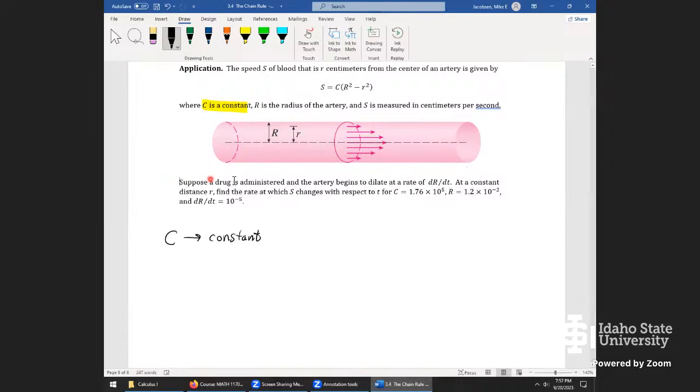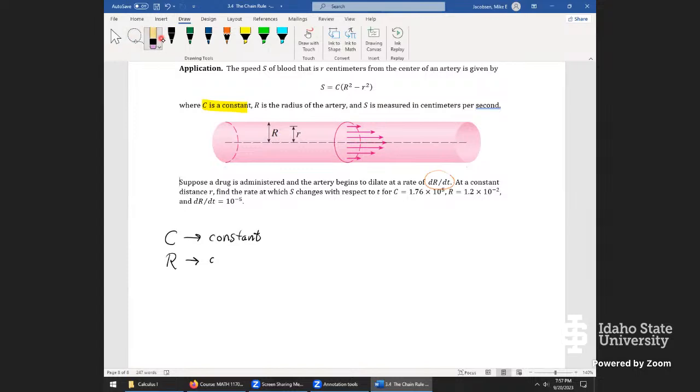Now it says next, suppose a drug is administered and the artery begins to dilate. I believe dilate means contract, or does it mean open up? Oh, it's opening up, gotcha. So some kind of steroid is opening up the artery at a rate of dR/dt. It says at a constant distance r, find the rate at which S changes with respect to t, where the constant C in the original function is defined. R, the radius of the whole artery, it's defined to be this, which means R is also constant.